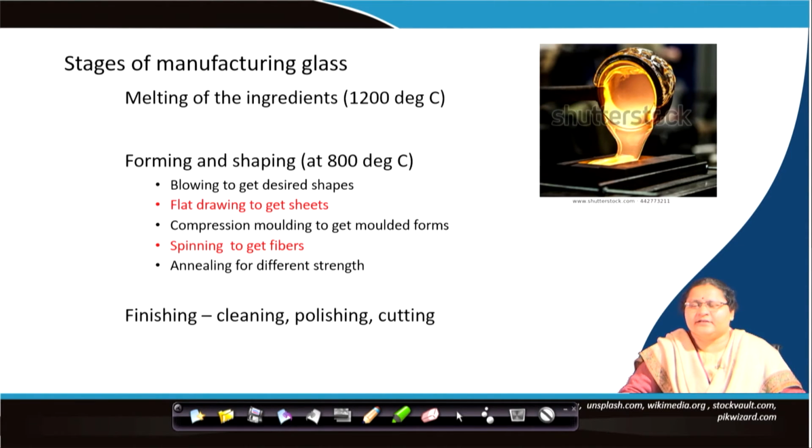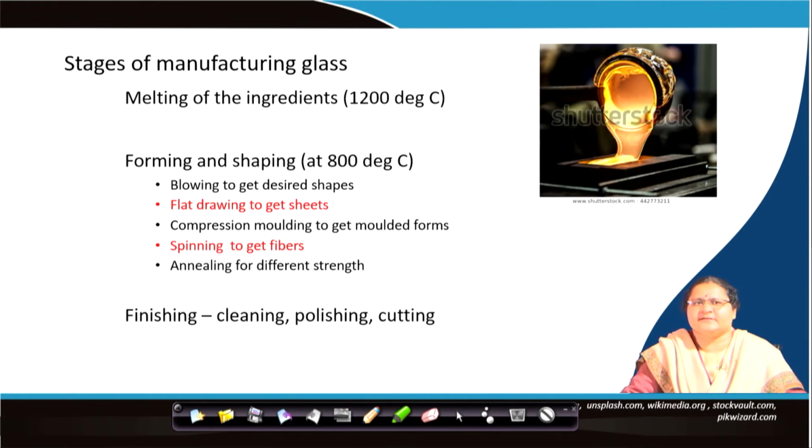Spinning is another way where we get glass fibers, and annealing helps it to get different strengths. Annealing is a process of slow cooling of formed glass, again reheated, and then slow cooling, and then you get different strengths of it. You can achieve higher strengths. After doing all these operations the way you want it, mostly it is flat drawn, and for fibers we go for spinning, and we have annealing to get another set of glass, strengthened glass.